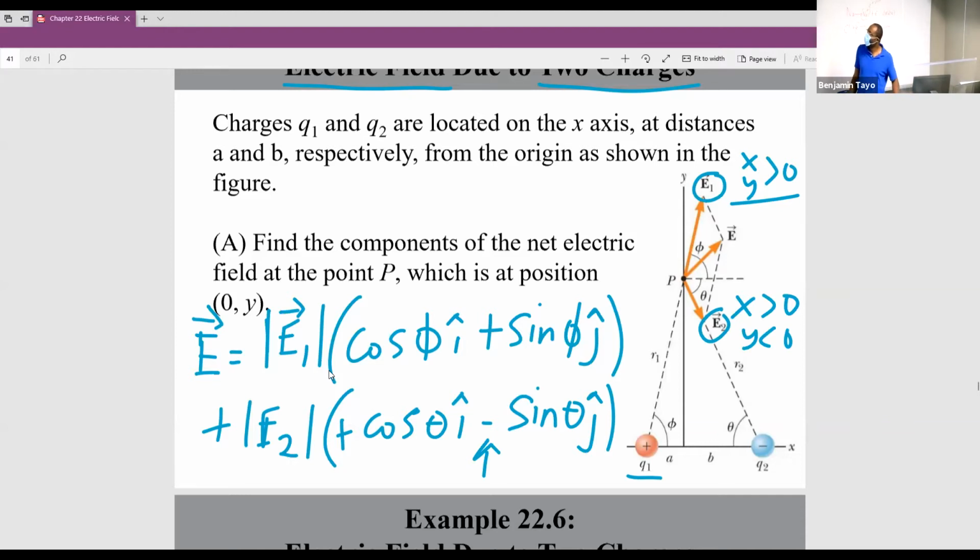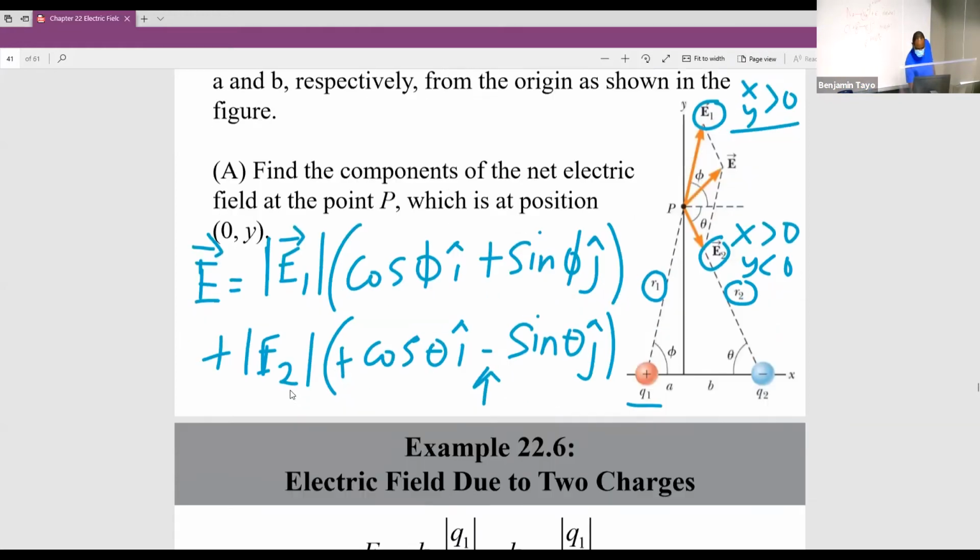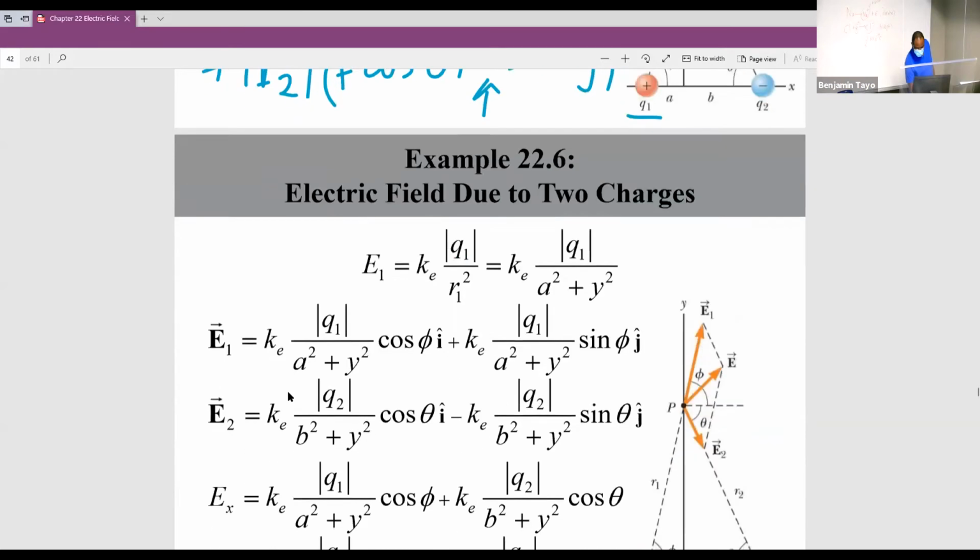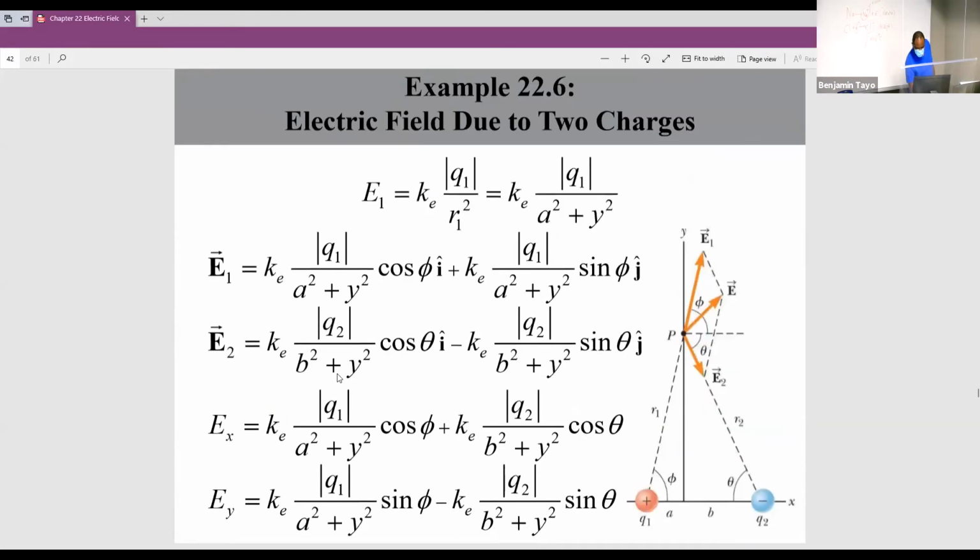So all I need to do now is to calculate my magnitude of E1. To calculate the magnitude of E1, I need to know my distances. I need to find this distance R1 and this distance here R2, which I can calculate since we know what the angle is. So if I just scroll down to this next slide here, let's see how E1 has been calculated.